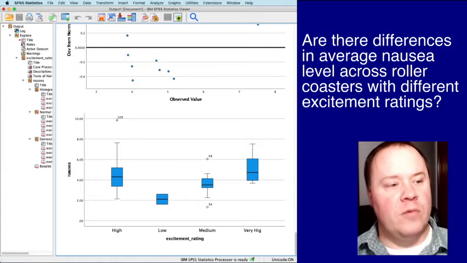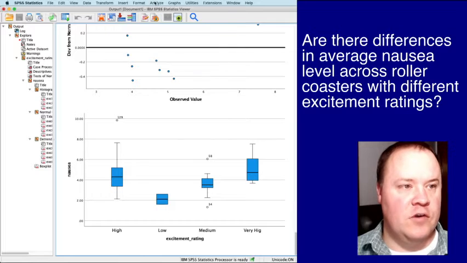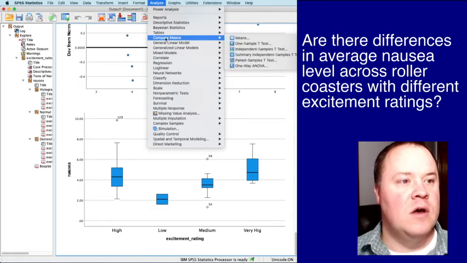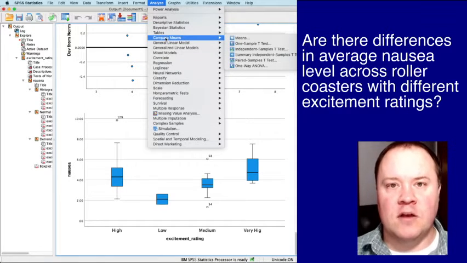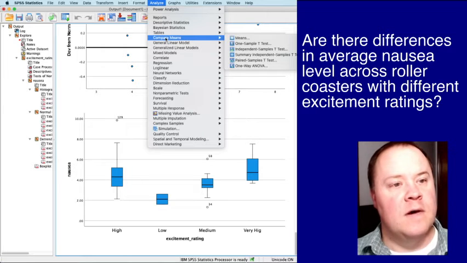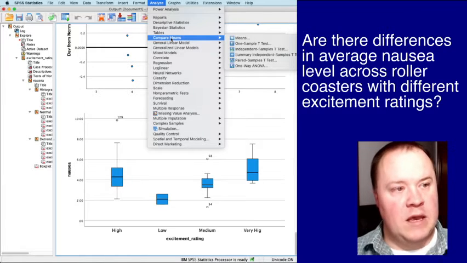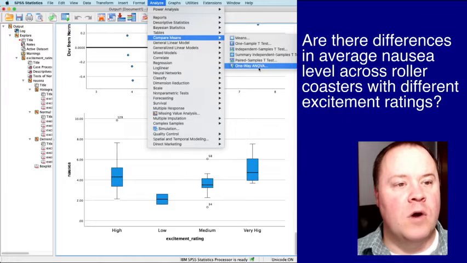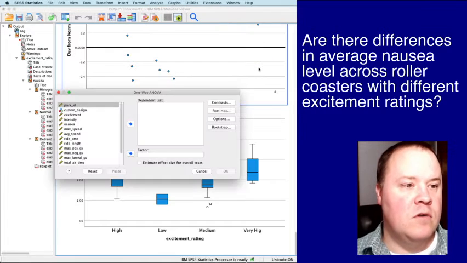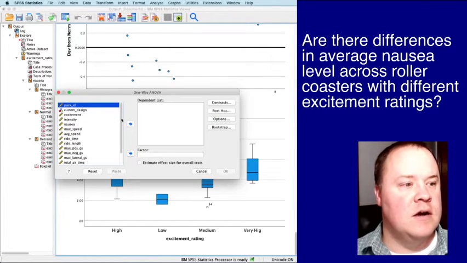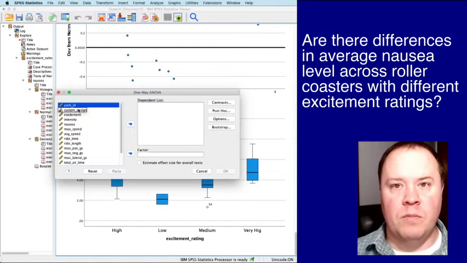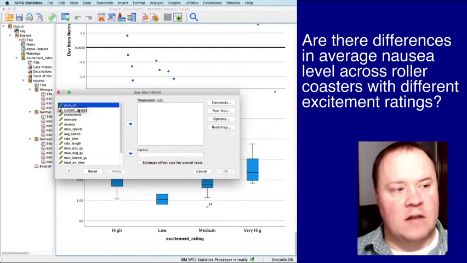So before we can actually run this test, I'll show you why it's not going to work. Remember, we're comparing means across groups. That's what an ANOVA does. So we go to compare means, and then one-way ANOVA. And when you click on that, you'll notice here that there is no option to select the excitement rating group. We could pick the custom design group because that's just a 1 and a 0. That's why it's showing up.